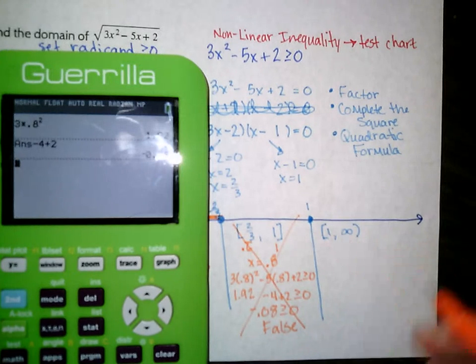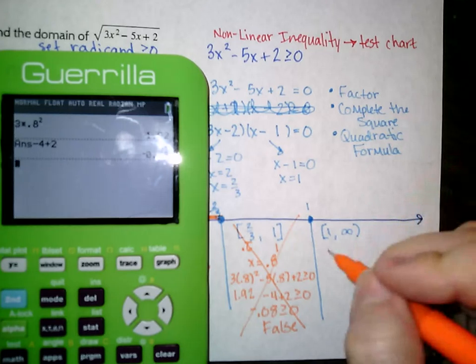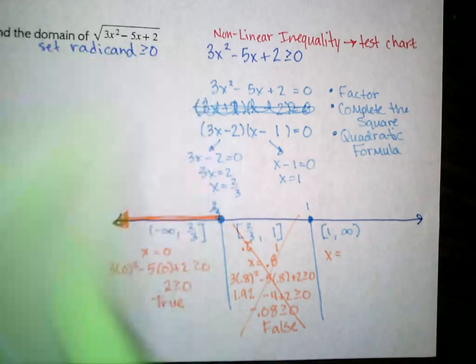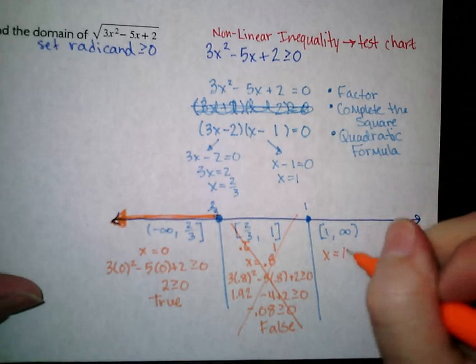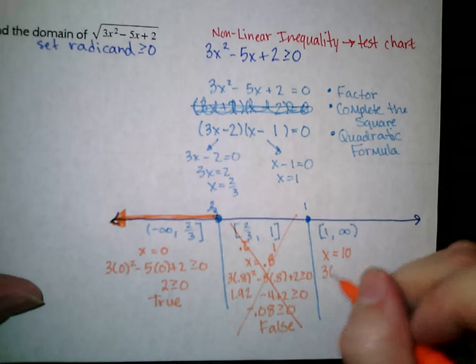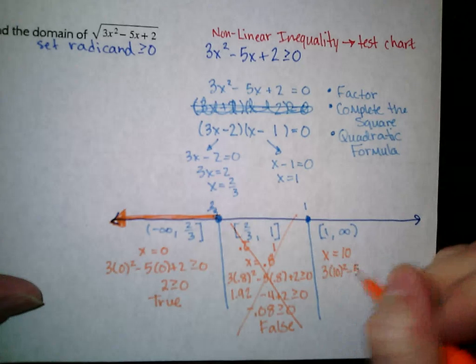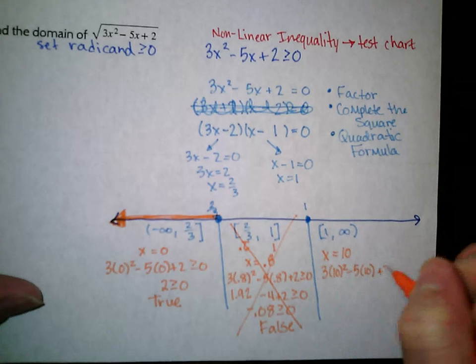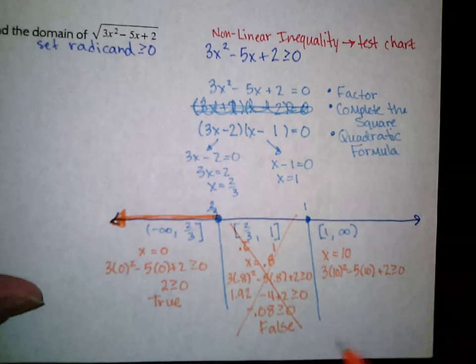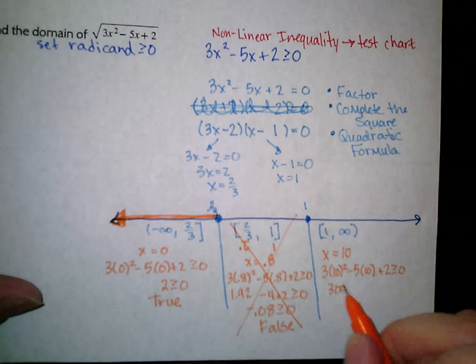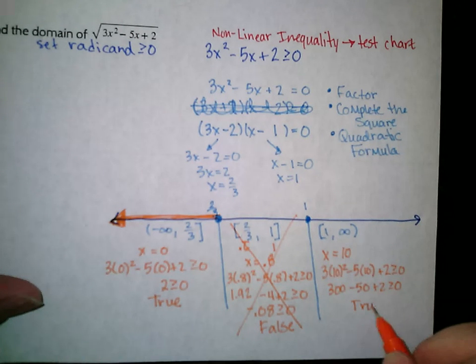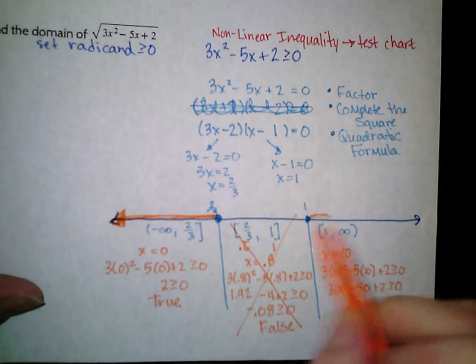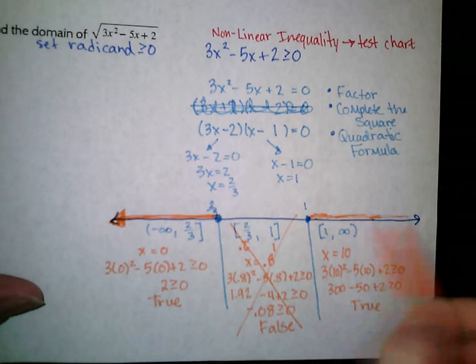And then I need to pick a number that is between 1 and infinity. So I'm just going to pick 10. So we got 3 times 10 squared minus 5 times 10 plus 2 is greater than or equal to 0. So that guy is 300 minus 50 plus 2 is greater than or equal to 0. That is going to be true. So I will shade that part of my number line up here.